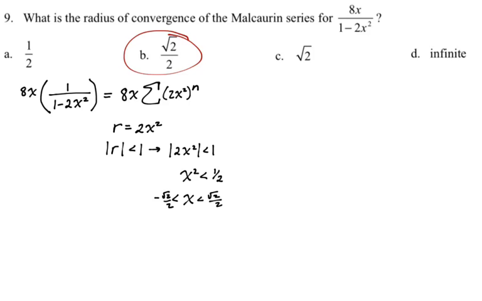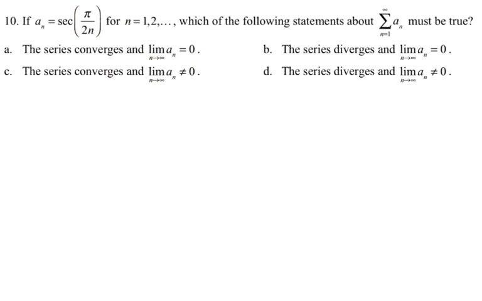All right, let's take a look at another problem. If a sub n is equal to the secant of pi over 2n for n equals 1, 2, etc., which of the following statements about the sum of a sub n must be true? All right, so what are the statements? Let's see. Series converges and the limit as n approaches infinity is 0.